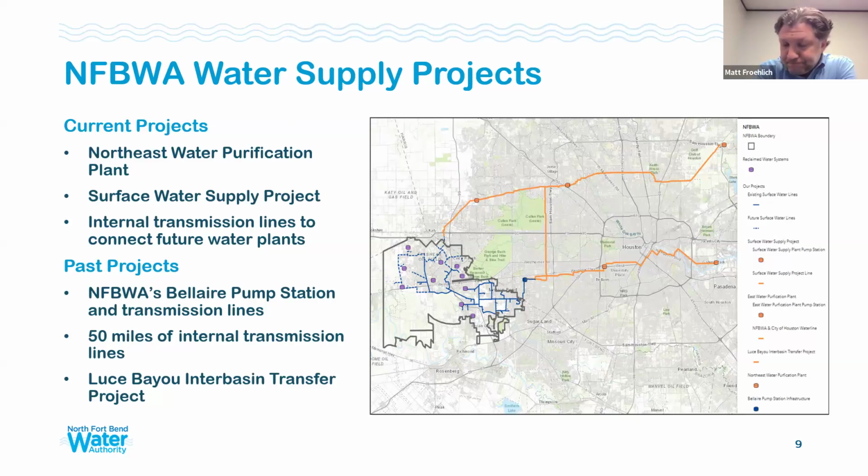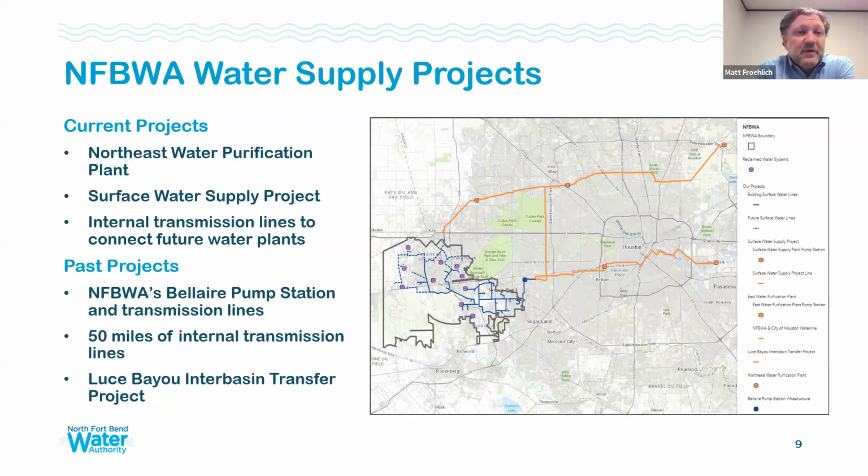Along with those, we've been building and continue to build and will build internal transmission lines, adding roughly another 35 miles of water line to our existing transmission system. The largest of those lines being a 60-inch. In fact, we just bid that project, one of those two projects, a couple weeks ago.